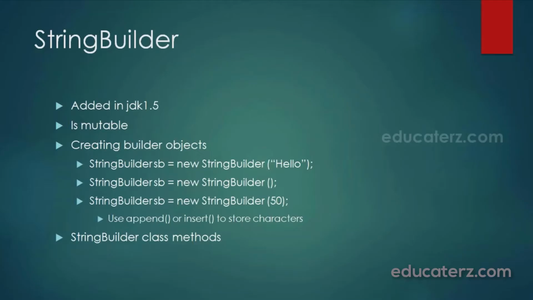And StringBuilder, which was basically added in JDK 1.5, and like StringBuffer, this is also a mutable class. So we need to use one of the 3 ways to create StringBuilder objects, which is similar to StringBuffer: creating a StringBuilder object using the new operator and then storing the content into it, creating an empty StringBuilder object which has a default capacity of 16 characters, and creating a StringBuilder object with a capacity of 50 characters, and then inserting data into it using append or insert methods.